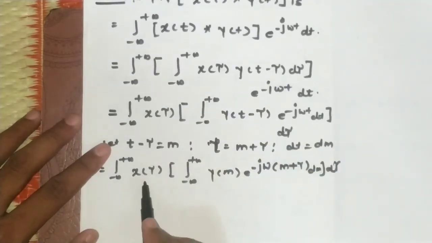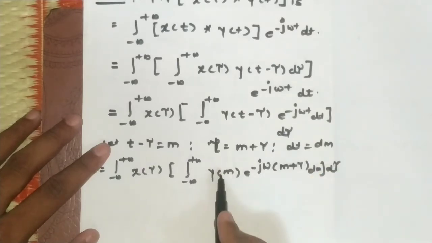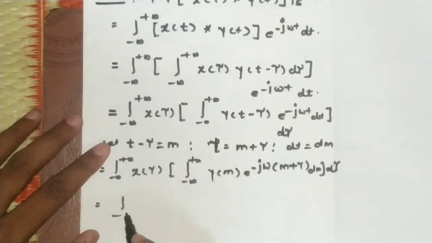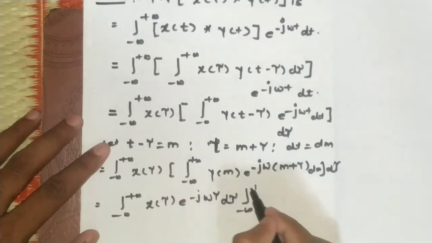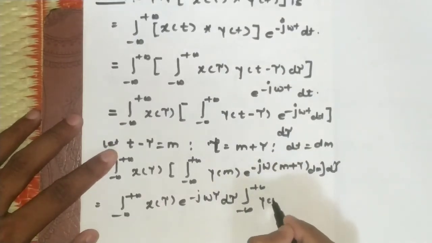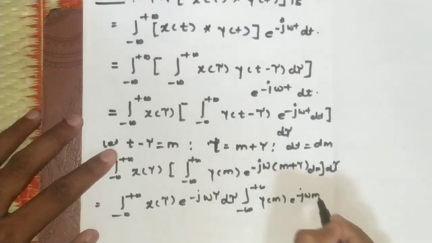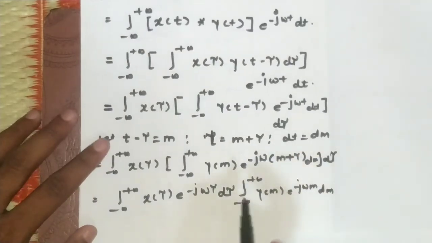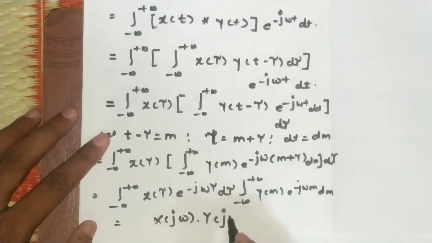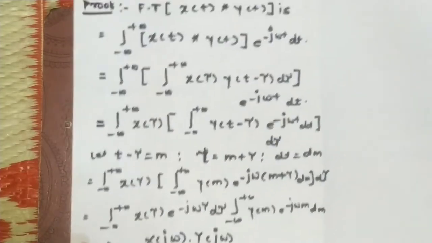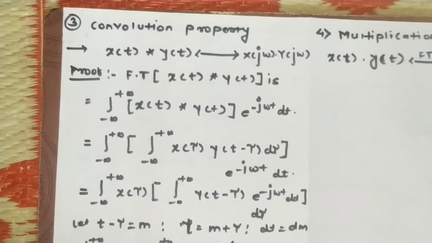Now we'll simplify the terms: x(tau) with respect to tau, y(m) with respect to m. This gives the integration of x(tau) e raised to minus j omega tau d tau, and another integration of y(m) e raised to minus j omega m dm. Now this is the expression for X(j omega), and this is for Y(j omega). They are multiplied with each other, so we get the answer as X(j omega) multiplied with Y(j omega). So this is known as the convolution in time domain property.